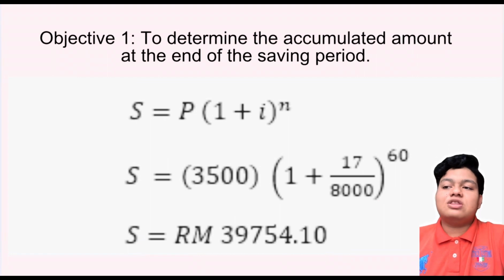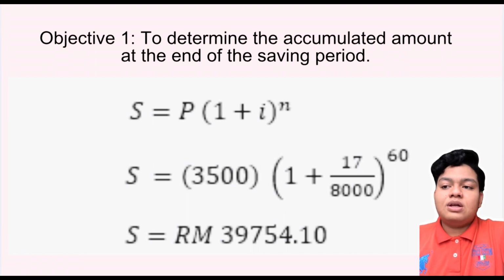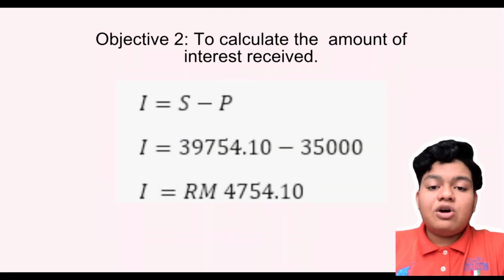Now we proceed to objective 1, to determine the accumulated amount at the end of the saving period. For this question we use the compound interest formula: S equals P multiplied by (1 plus I) to the power of N. S equals 3,500 multiplied by (1 plus 17 over 8,000) to the power of 60. So we get S equals RM3,975.4.